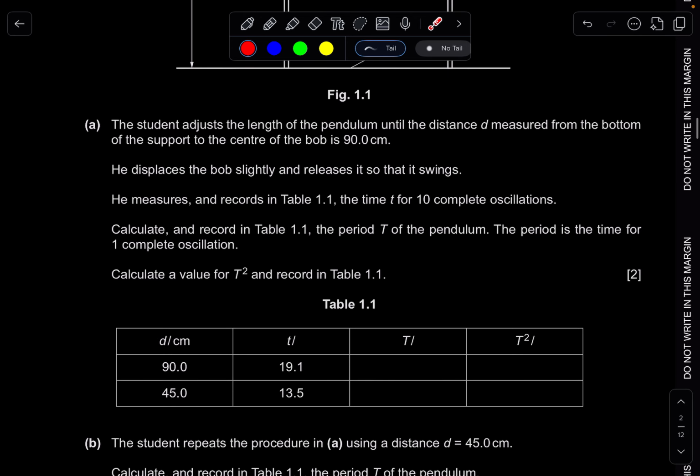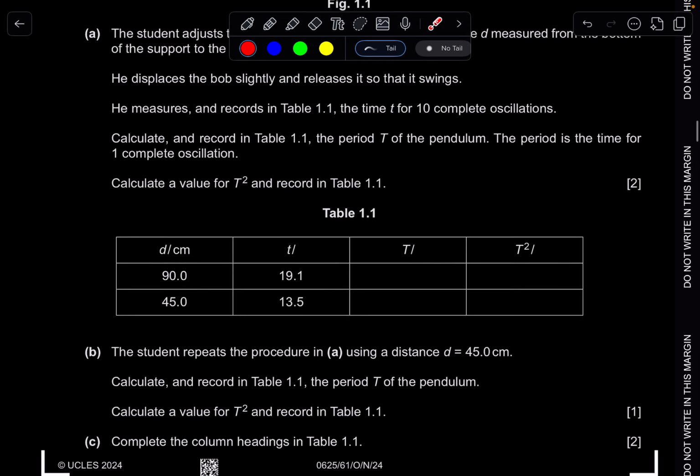Then he displaces the bob slightly and releases it so that it swings. He measures and records in table 1.1 the time for 10 complete oscillations. What we have to calculate is the period T of the pendulum. The period is the time for one complete oscillation. They have defined what the period is as well, right? So the period is for one oscillation. What they have recorded is for 10 oscillations, right?